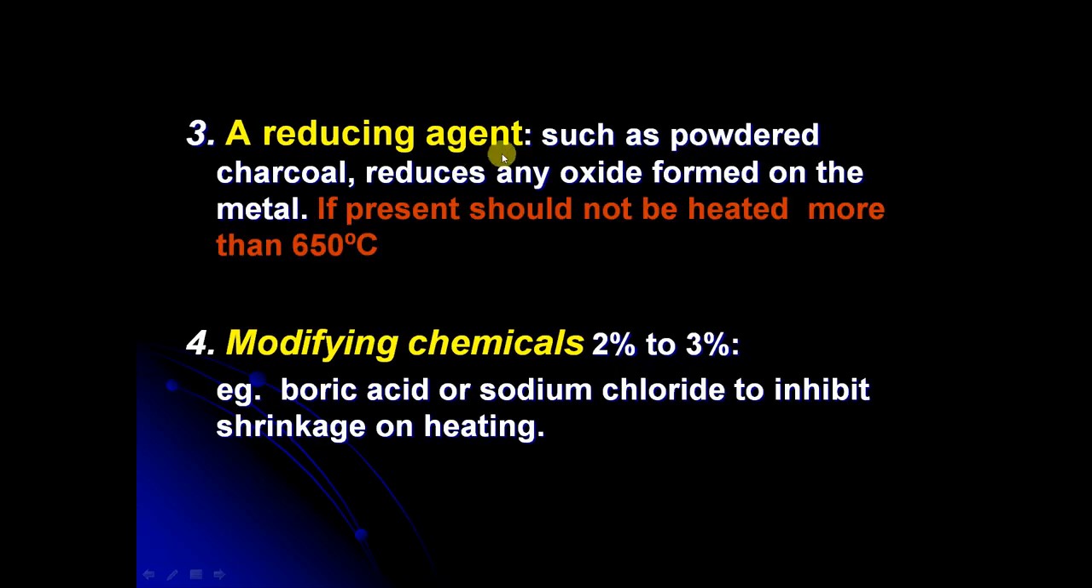Refractory materials contain 65 to 75% of quartz or cristobalite or a blend of the two. It withstands the higher temperatures and provides mold expansion by thermal expansion. It has a reducing agent such as powdered charcoal, which reduces any oxide formed on the metal. If present, it should not be heated to more than 650 degrees Celsius. It is a very important value. Fourth is the modifying chemicals, containing 2 to 3%. Examples are boric acid and sodium chloride, which inhibit the shrinkage on heating.